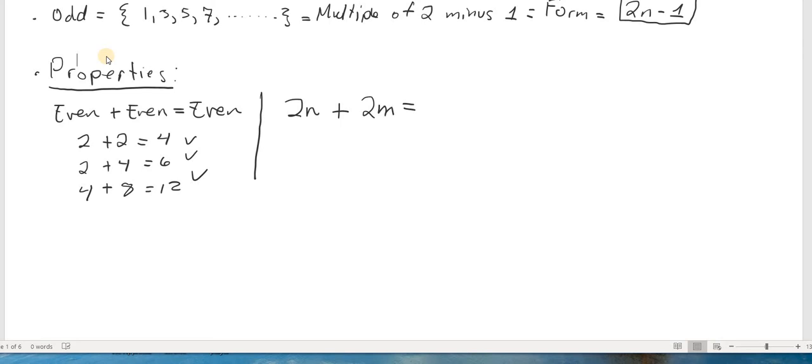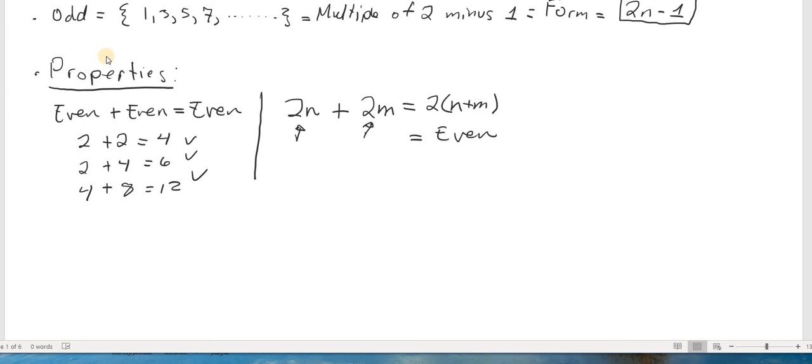Notice that you can factor out a 2. Factor out that one, factor out this one. 2, and then you have n plus m. Now, is this an even number? Even means 2 times something, right? Well, guess what? This is 2 times something. What's inside here doesn't really matter. What matters is that it meets the definition of an even number, which is 2 times something. So yes, this is an even number. There you go. This is like a little mini proof of this property.